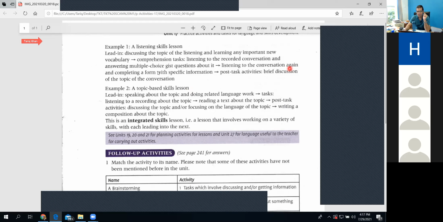Okay. Conversation again and completing form of the specific information. Post-task activities, brief discussion of the topic of the conversation. So this is how the listening thing happens. It's not just to put the CD and finish. No, before starting the CD, you need to discuss a lead-in activity with them. Similarity of that should be what they are going to listen.